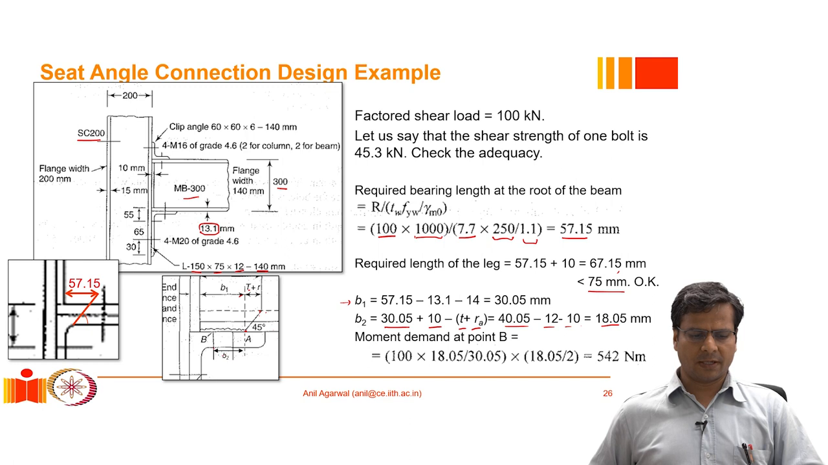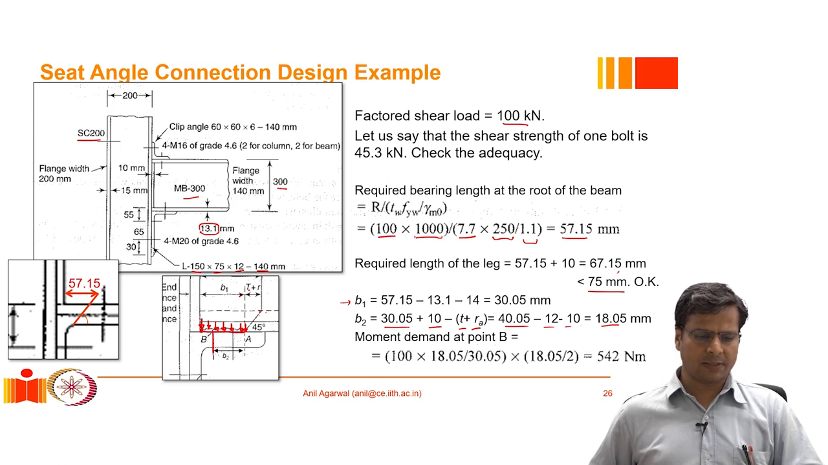Now we need to make sure that for whatever dimensions we got, we calculated B2, and now we need to make sure that the stresses here, the flexural stresses as well as the shear stresses, do not exceed the desirable limits. So as I had discussed, for the angle, if I just look at this angle surface, the forces are distributed over this length. That total force is 100 kilonewton that is distributed over this length from here to here, right?